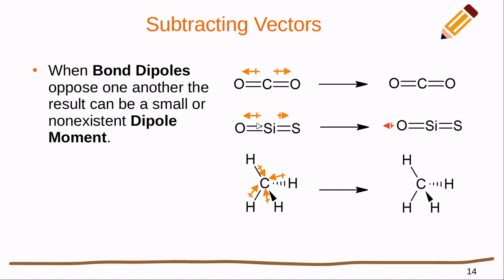In a case like this where they oppose but they have different magnitudes, we just wind up with a weaker, smaller overall dipole moment for the molecule.